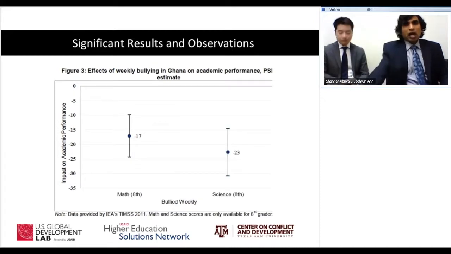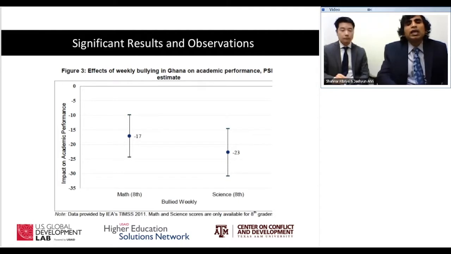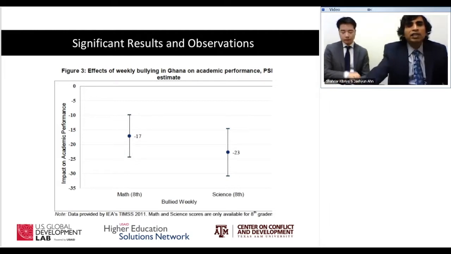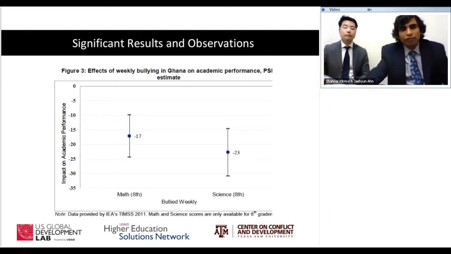Next, we see the effect of bullying in Ghana on academic performance. We again show the PSM estimates. We only had data on math and science scores for 8th graders. And again, 8th grade math and science students suffered the most, with a 23-point decrease, while math students suffered as well, with a 17-point decrease on average.